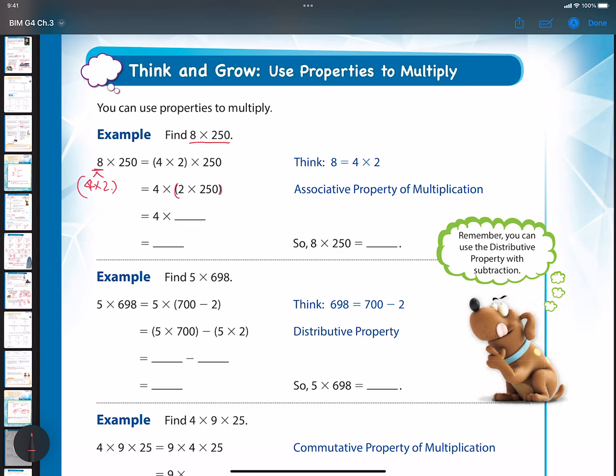2 times 250 is what? 500. Which means what? 250 plus 250, which is 500. And then 4 times 500. Okay. Now 4 times 5 is what? 20. And how many zeros to be added? Yes, 2 more zeros. So 8 times 250 is what? 2,000.